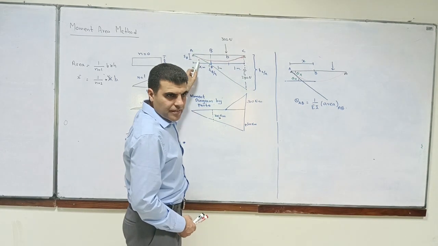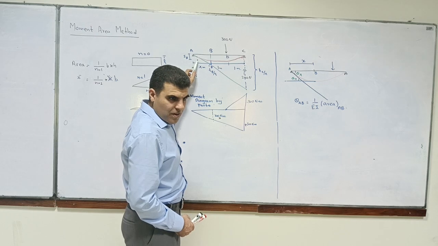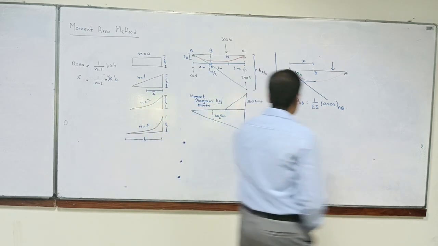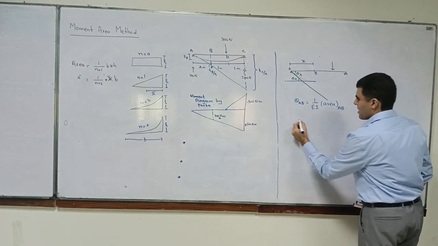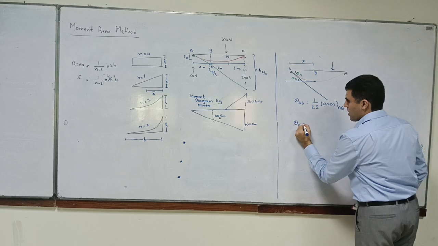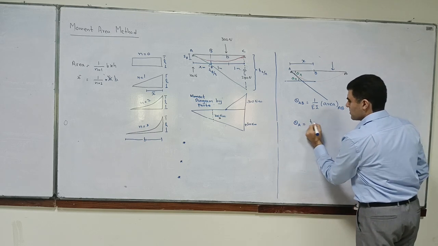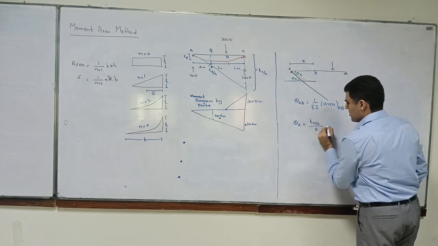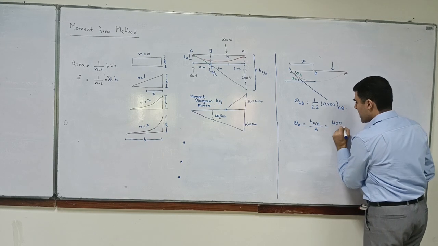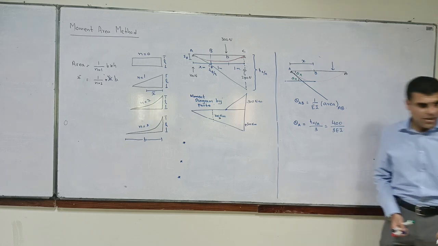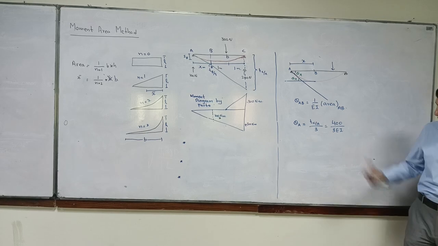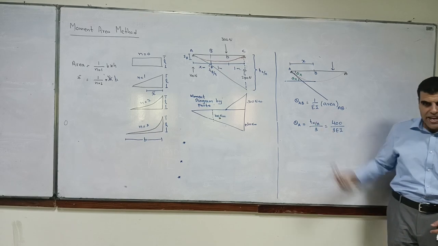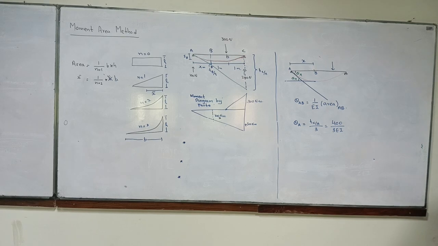TC by A by 3. Agreed? 400. So theta A is equal to 400. Is it okay? Is this 400 by 3 EI? TC by A is tan inverse.